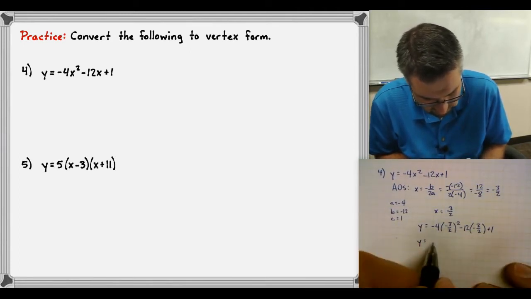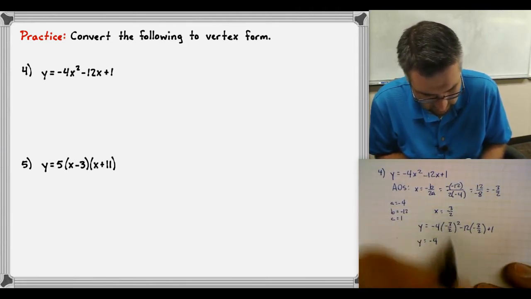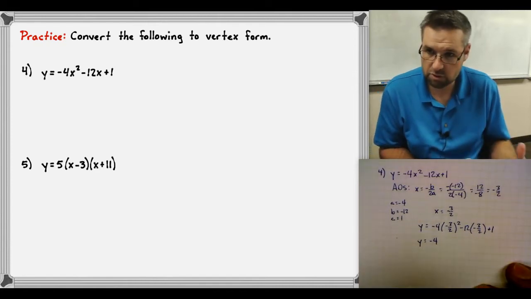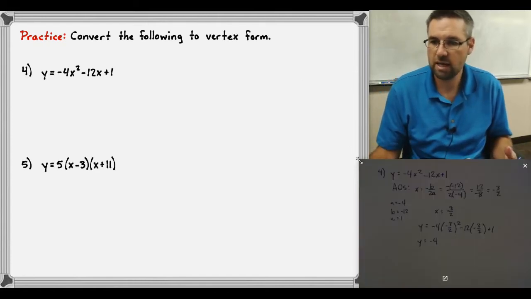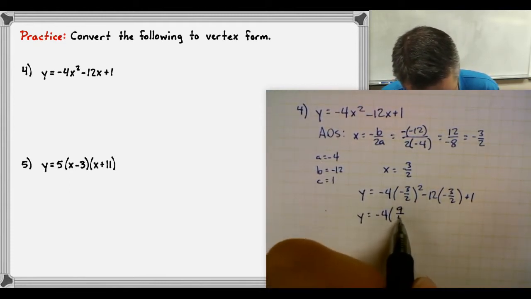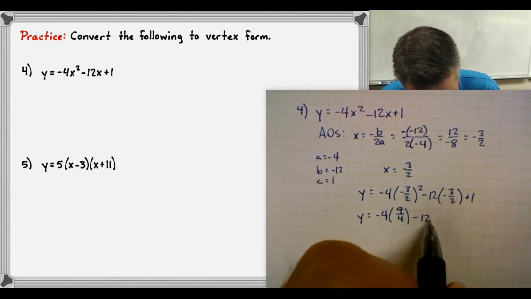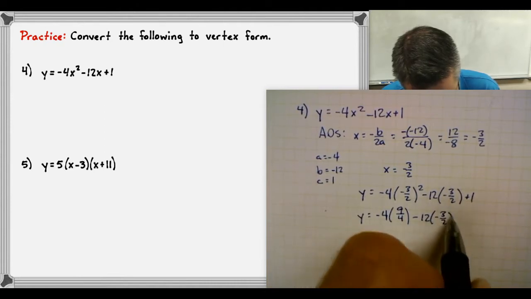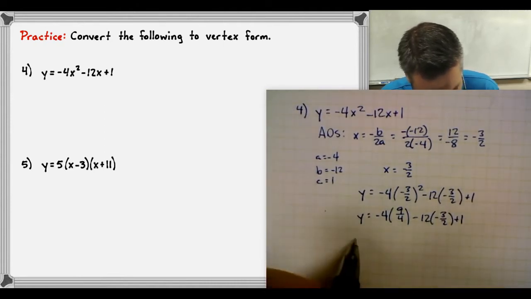So we're going to do our exponents first. So we're going to square the negative 3 over 2. Negative 3 over 2 times negative 3 over 2 is going to be 9 over 4. So it's 9 over 4. And then we'll carry everything else down. So it's negative 3 over 2 there, plus 1. Then we do our multiplication.